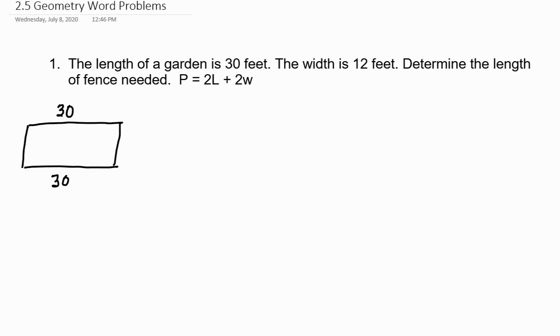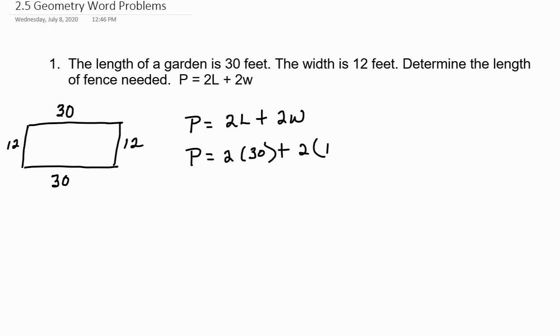And the width is 12 feet. Determine the length of the fence needed. Well, we really don't have anything to solve with this formula other than to plug in 30 in place of the L, and in place of the W, we're going to plug in 12. Right, so I have 2 times 30 plus 2 times 12, and that's 60 plus 24, which is 84. So we're going to need 84 feet of fence.